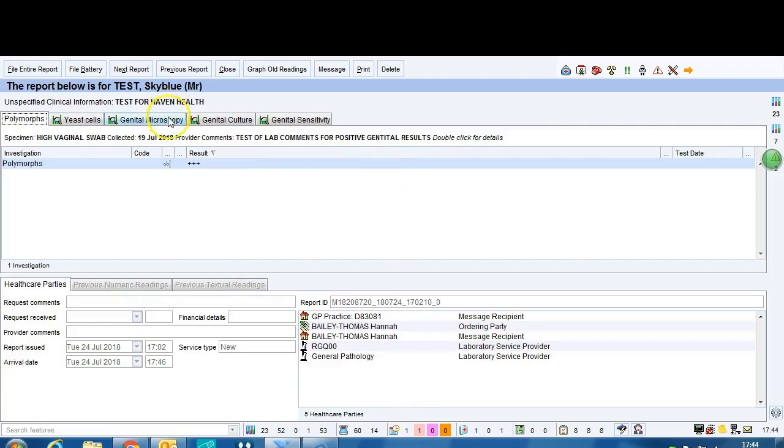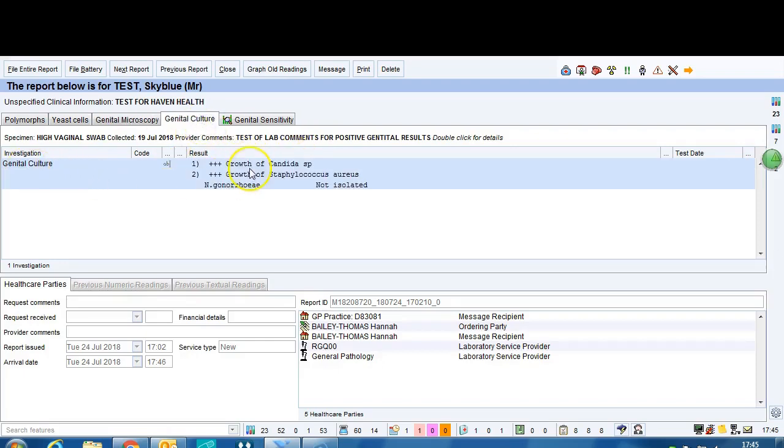Here we go with a genital screen. Polymorphs. Now, it doesn't say not seen, it doesn't say negative, it says plus plus plus. Now plus plus plus is positive, because it's a plus sign. If we see a plus sign, it's positive. So we need to leave that alone. Yeast cells plus plus, that's positive. Genital microscopy is consistent with bacterial vaginosis, so they don't say positive for bacterial vaginosis because that would be too simple, but they say consistent, so that's positive.